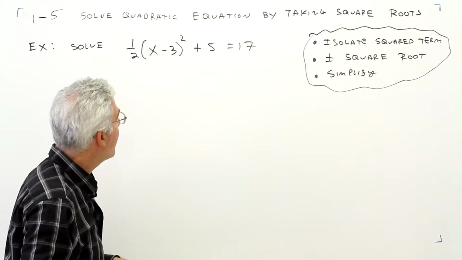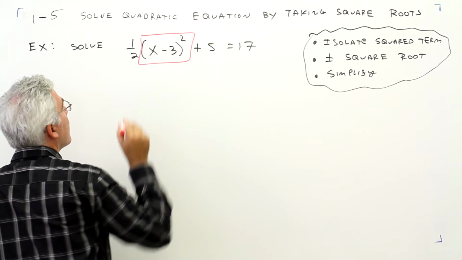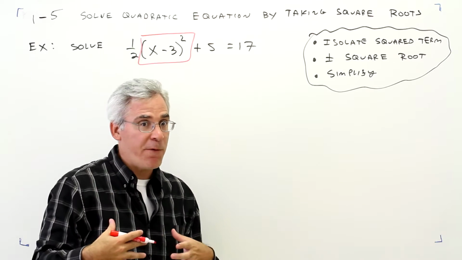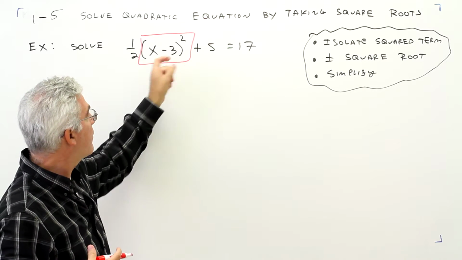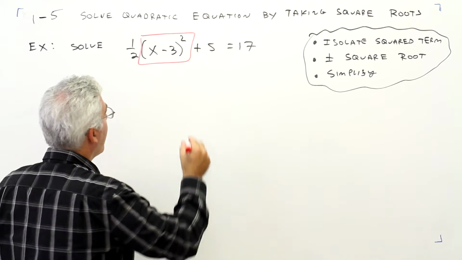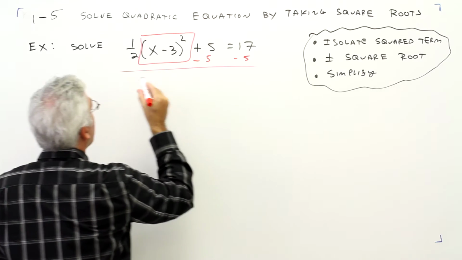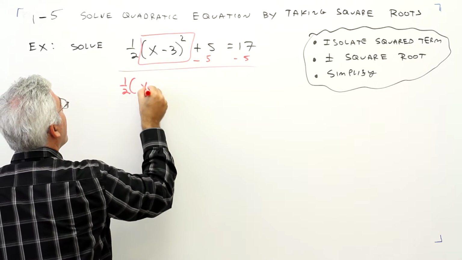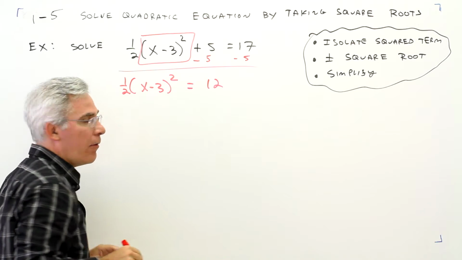All right, here we go. So this is the squared term. So we want to first isolate that. The first thing we do is we subtract 5. Not multiply, because then we'd have to distribute, so first subtract 5. So minus 5, and I get 1/2 times x minus 3 squared equals 12.